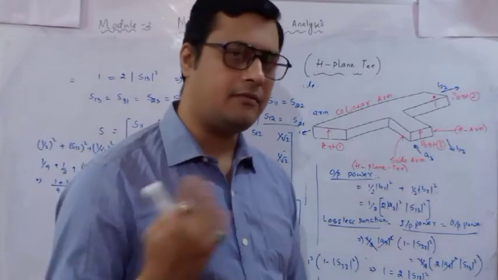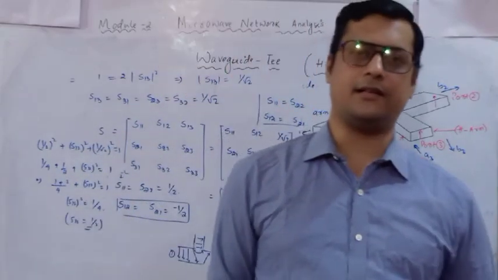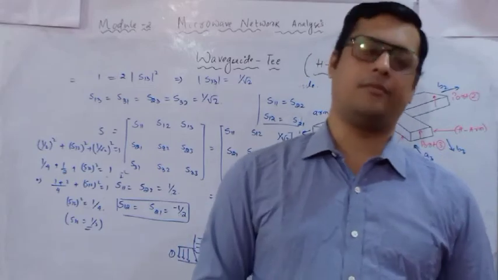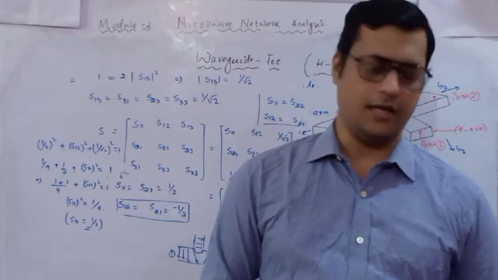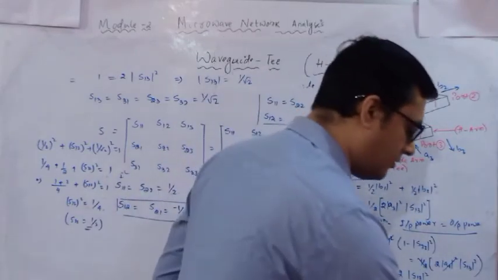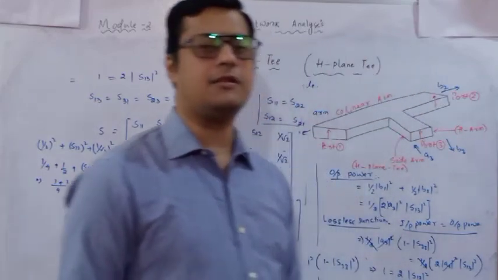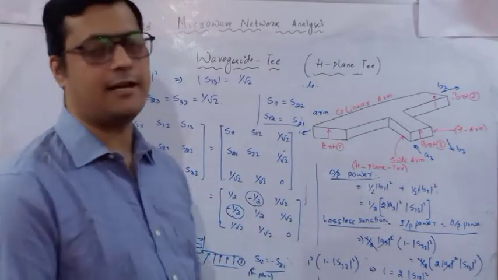Now with the help of this H plane T junction and E plane T junction, we can easily go on to solve a few problems. Now I am going to discuss a few problems through which you can understand the utilization of this scattering matrix.